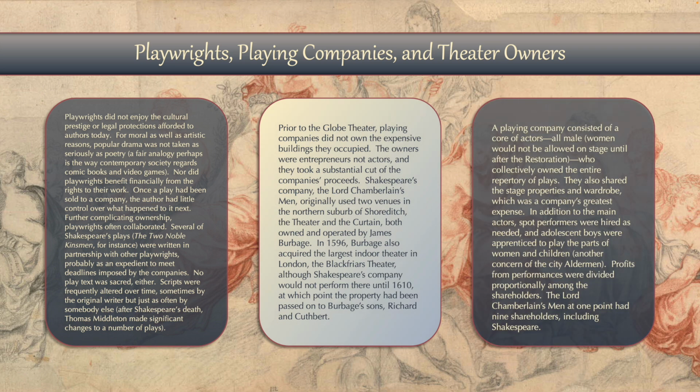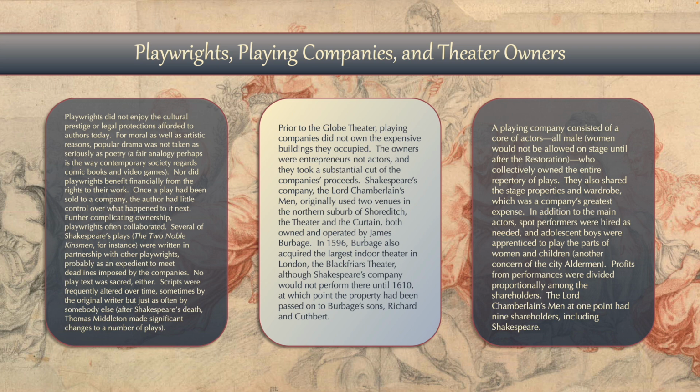So prior to the Globe Theater, which was a company-owned playhouse, playing companies did not own the expensive buildings they occupied. The owners tended to be entrepreneurs, not actors, and they took a substantial cut of the company's proceeds. Shakespeare's company, the Lord Chamberlain's Men, originally used two venues in the northern suburb of Shoreditch. These theaters were called the Theater and the Curtain. Both of these theaters were owned and or operated by James Burbage, whose son Richard was the most famous actor of the time.